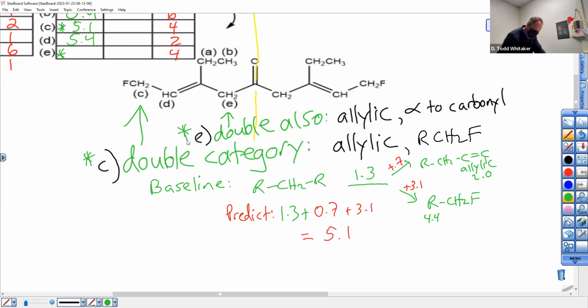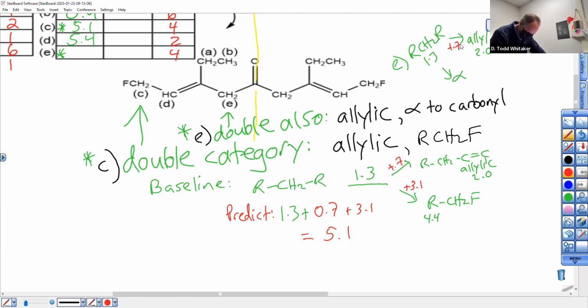You're going to do the E one next. E starts off the same, right? Baselines are CH2. Let's see what smallest space we can do. That was 1.3, correct? And that goes to these two numbers, to allylic and to alpha. And allylic we used before 2.0. We're still going to use that. That's jump 0.7.